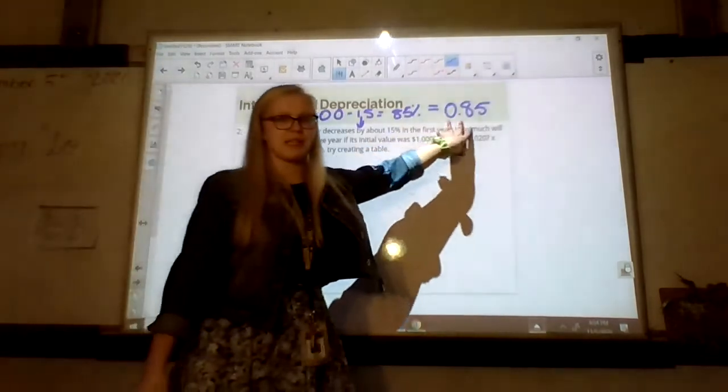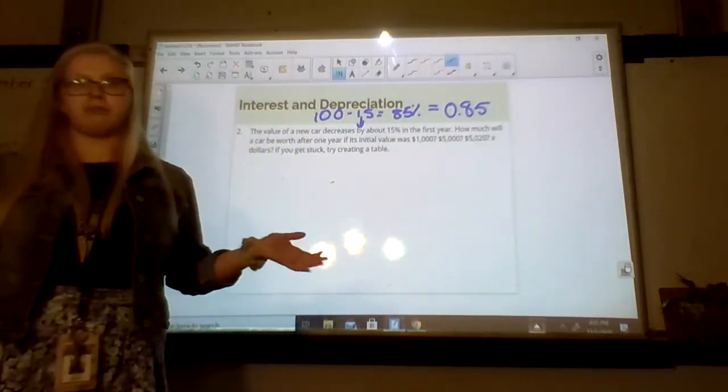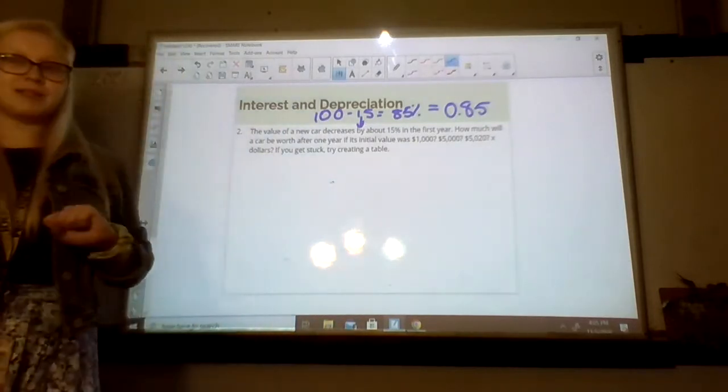So, this is very similar to this problem, except we have a new percent that we're trying to find. Go ahead, create a table, or just figure out your answers and type them in. 5 minutes.